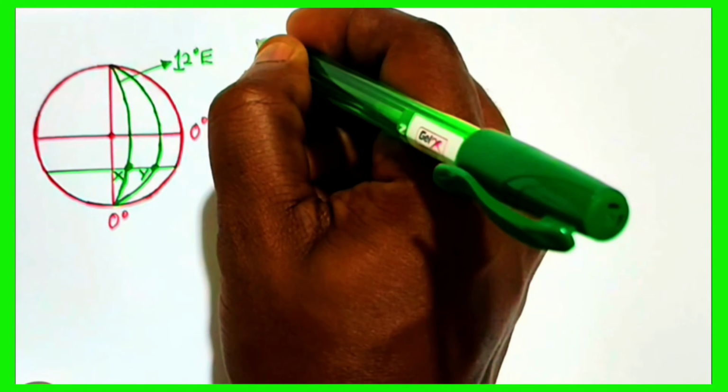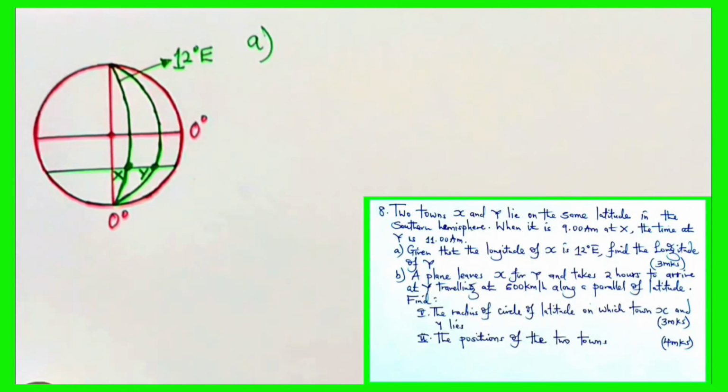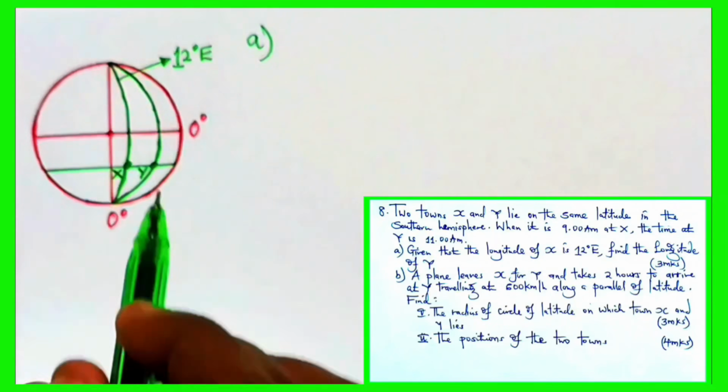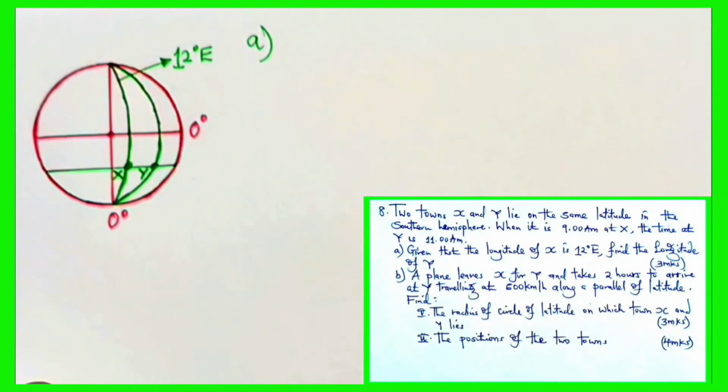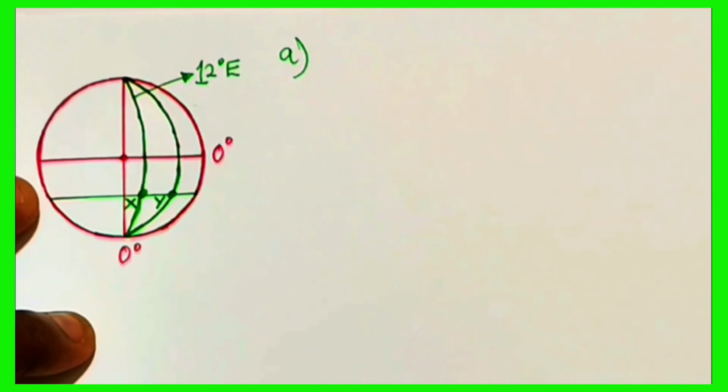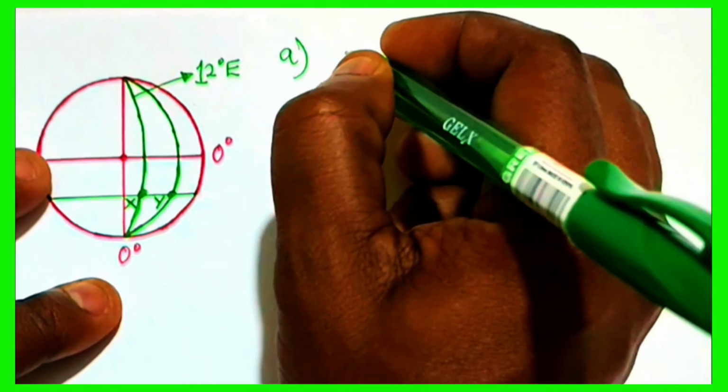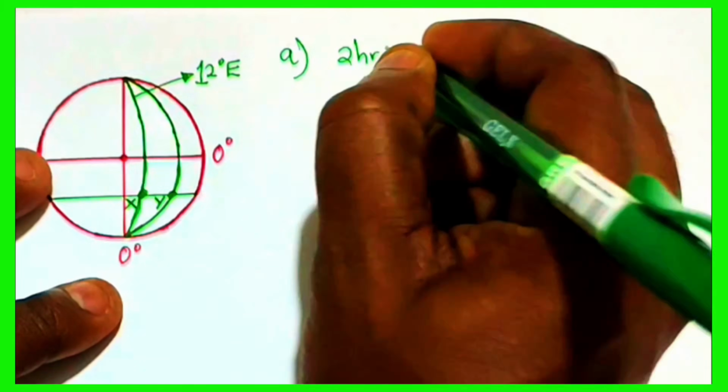So in part A of the question, we are being told that given that the longitude of X is 12 degrees east, which I've already represented here, find the longitude of Y. To find the longitude of Y, we need to consider the time difference between the 2 points, which we've been told is equal to 2 hours.